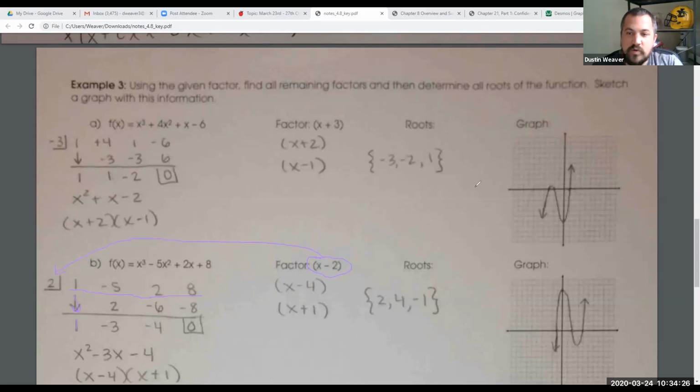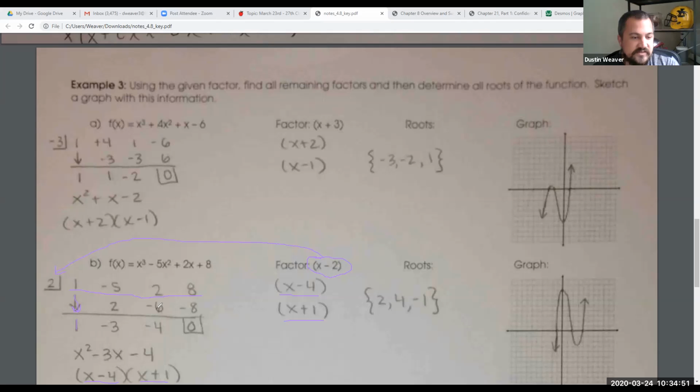So again, my question that I'm asking is, what two numbers multiply to give me -4 and add to give me -3? And you say -4 and 1. So we say x minus 4 and x plus 1. Those are our factors that go with x minus 2.